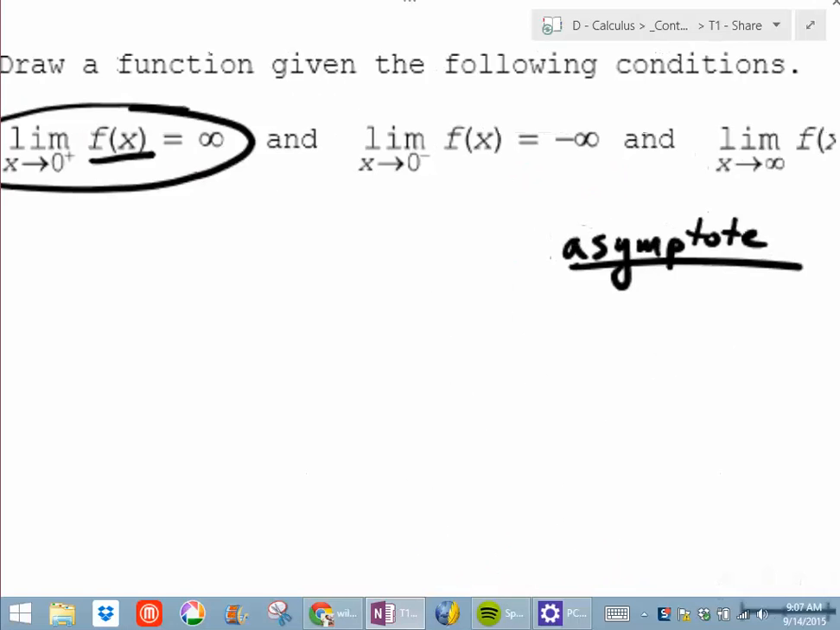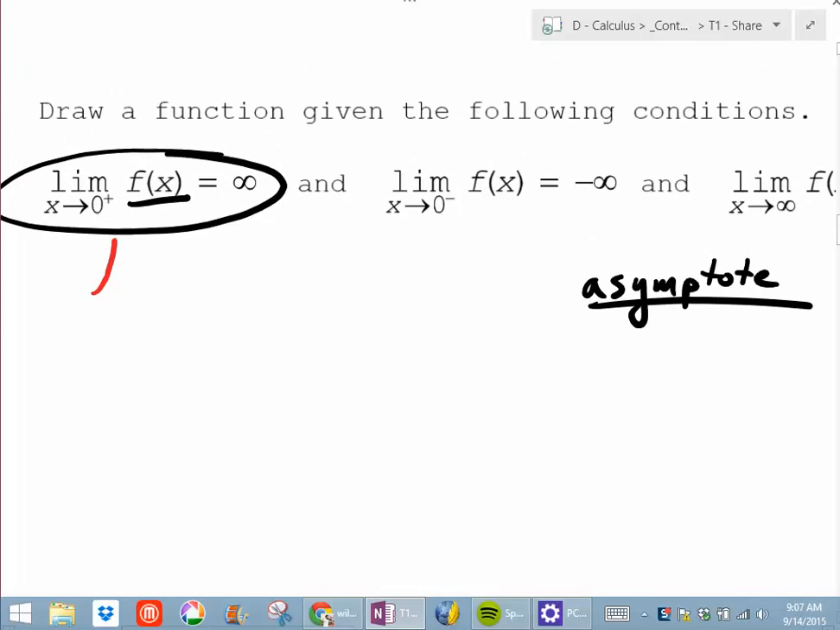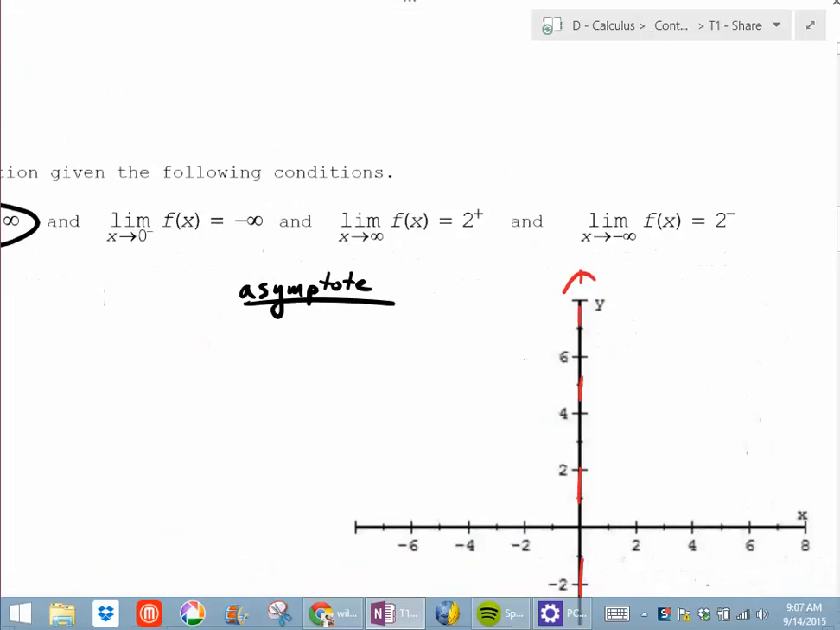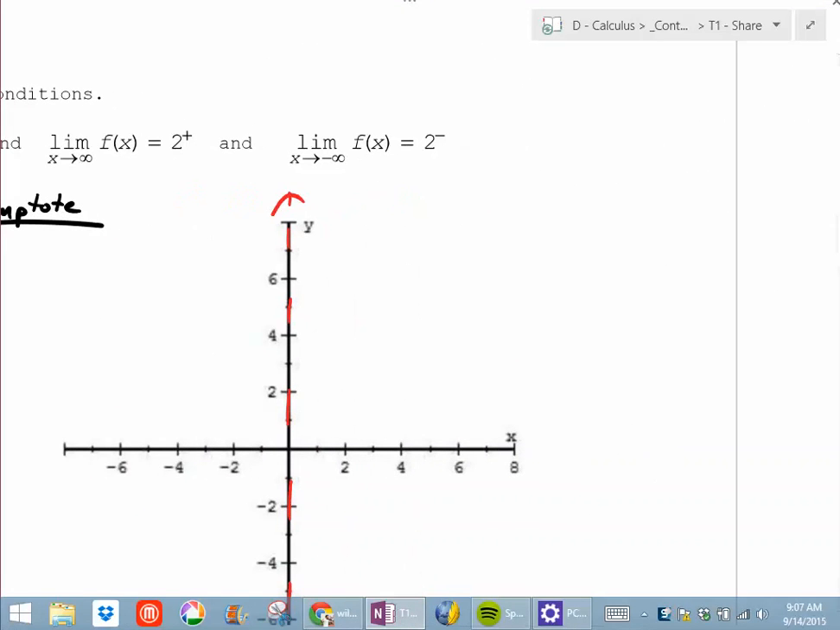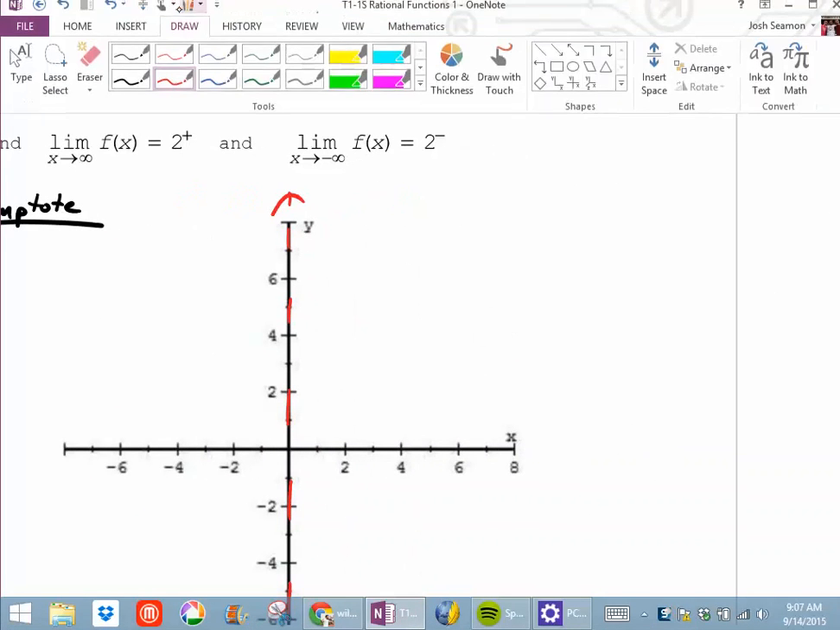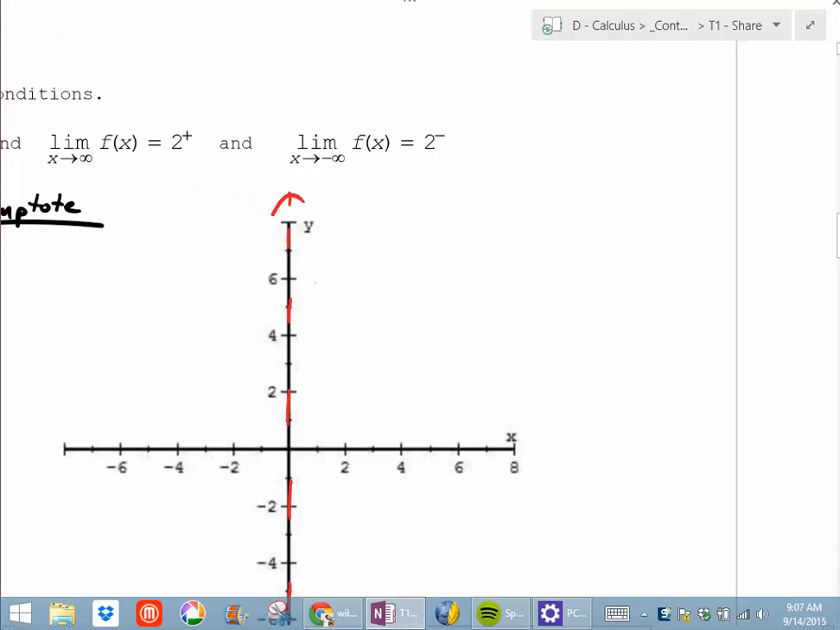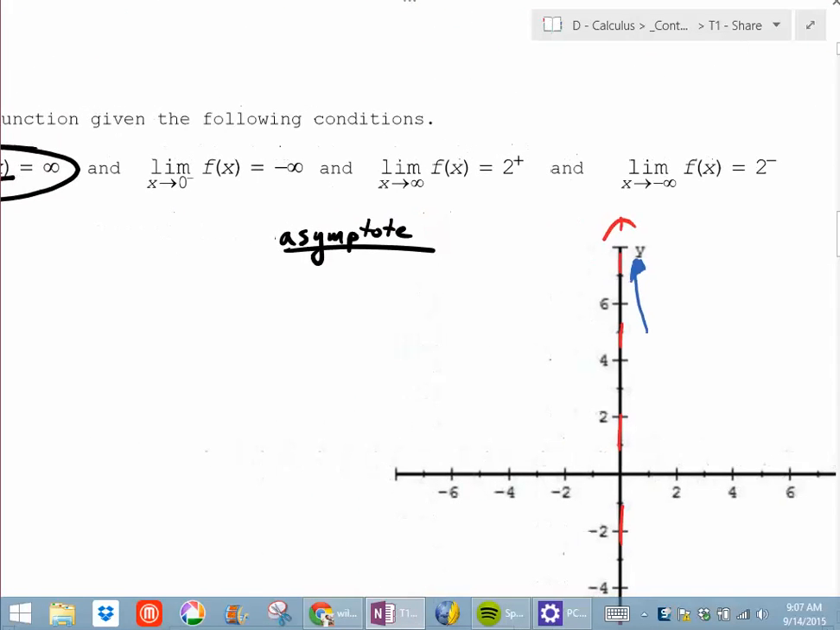And what was that key thing that Danny said? It was really good that Danny said it. He noticed the plus sign. What does that mean? From the right side. So from the right side, what happens to this coming in from the right? The function goes up. It spikes upward. It goes infinitely up. So let's look at the next one.